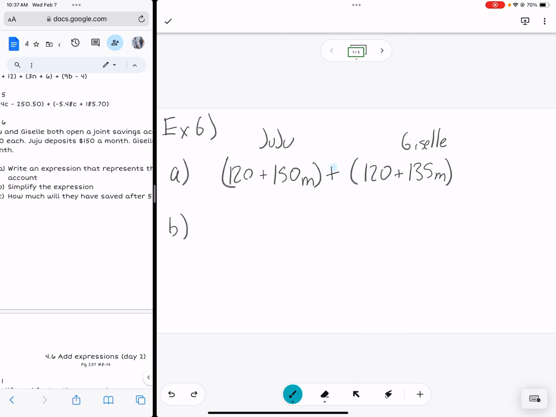And more specifically, we're adding in the middle. So we can use the commutative and the associative property of addition. So number B for tickets, I need someone to simplify and factor.